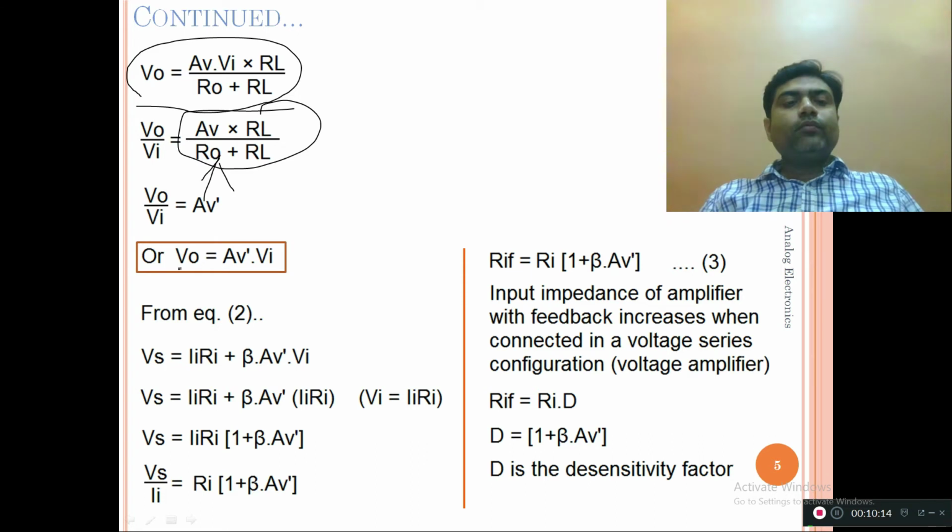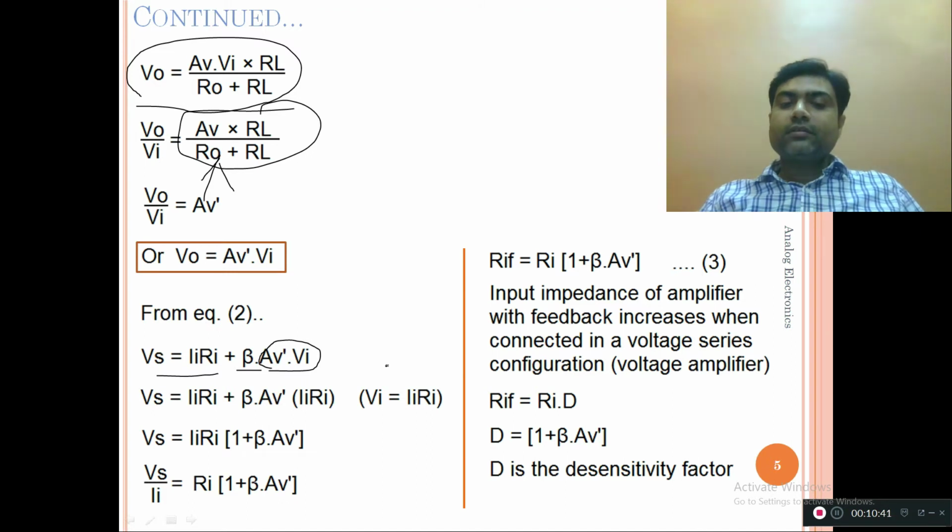So V0 can be written as AV dash into Vi, just to replace the value of V0 which we have considered in case of equation number 2. So from equation number 2, which we have seen in the previous slide, we can easily write that Vs is nothing but Ii into Re. This is the same beta, and this is how we have replaced the value of the V0. V0 is nothing but AV dash into Vi.